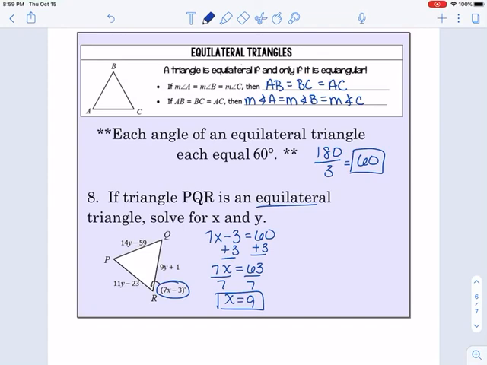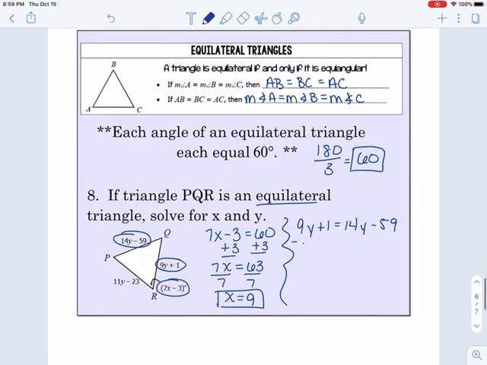Now we have to solve for our y. Again, it's equilateral. This is like the first problem that we did. You can pick any 2 sides to set equal to each other. You can't use all 3 to write an equation, so you just have to pick 2 out of the 3 sides. I'm going to do the 9y plus 1, and I'll do the 14y minus 59. So 9y plus 1 is going to equal 14y minus 59.